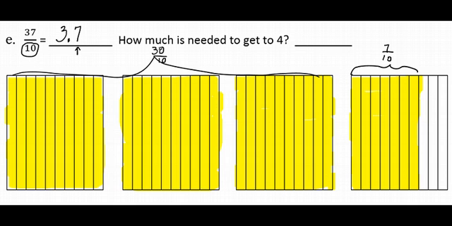Now, how much is needed to get to 4 wholes? Again, we can look at the very last square, and you'll see that there are 3 sections that are not filled. If we could fill in those 3 sections, we would have 4 wholes altogether. So we still need 3/10, or in decimal form, 0.3.